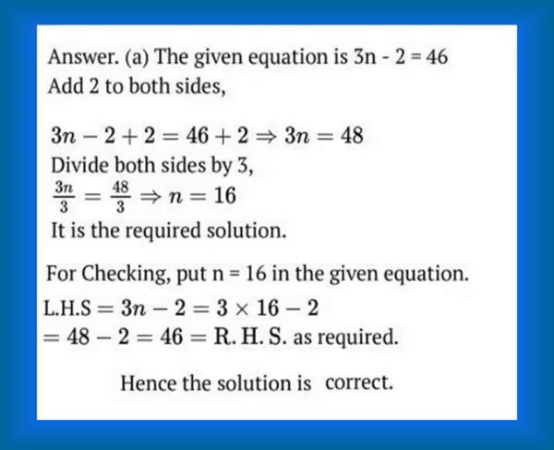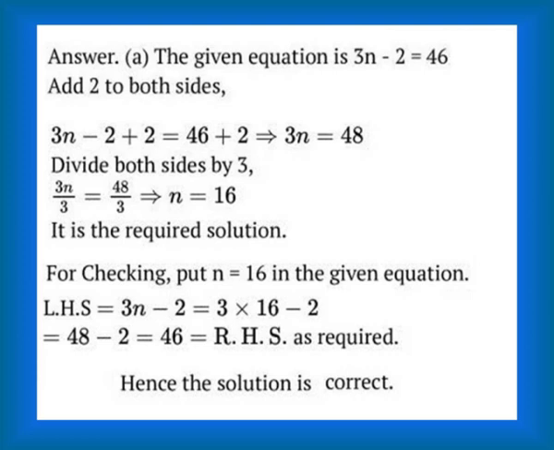A subdivision, 3n minus 2 is equal to 46. We have to solve the equation by separating the variables and constants. For that, consider the LHS, that is 3n minus 2. Since we have minus 2 on the LHS, we have to add 2, then only the 2 will be cancelled. So we are adding 2 on both sides, because whatever we do, we have to do for both sides as per the balancing equations rule.